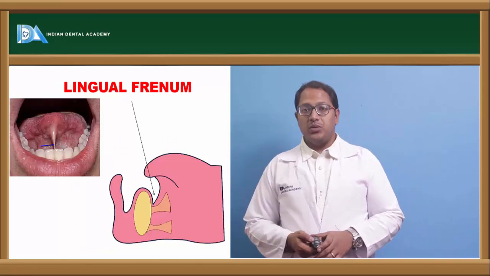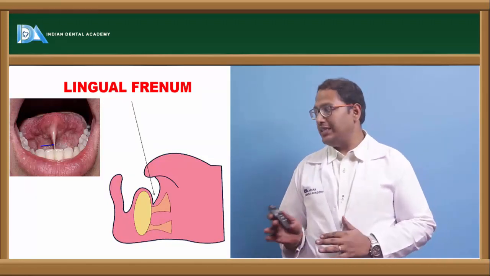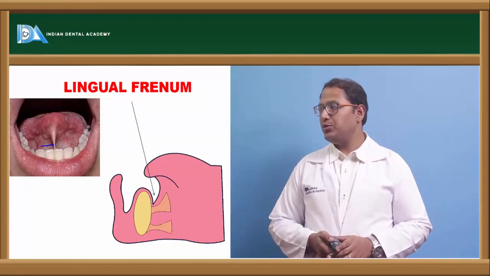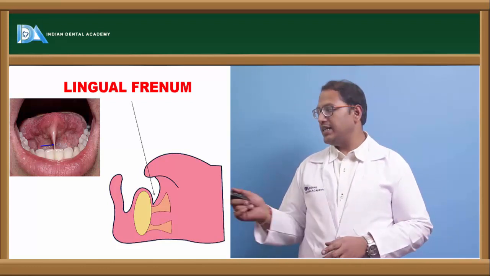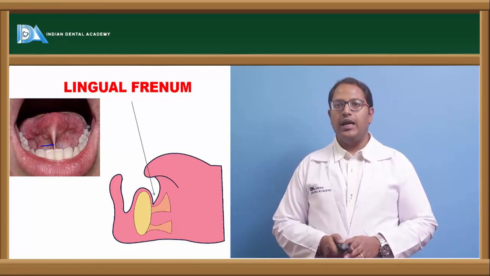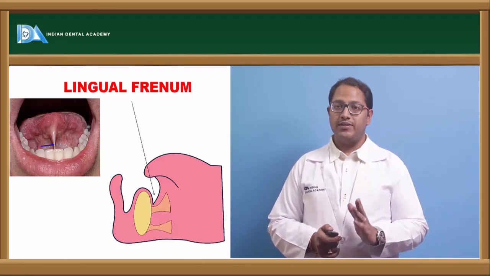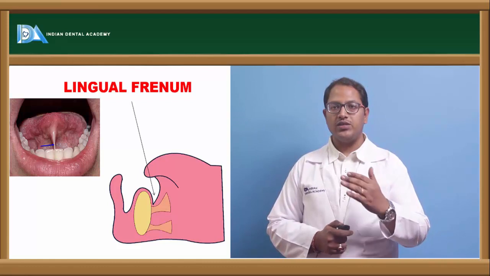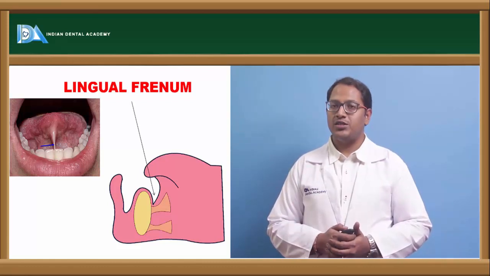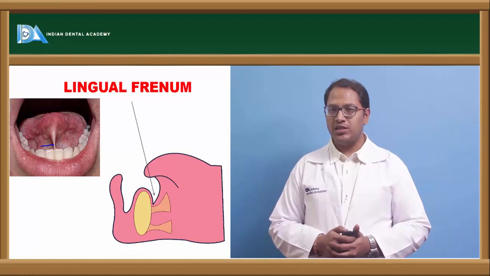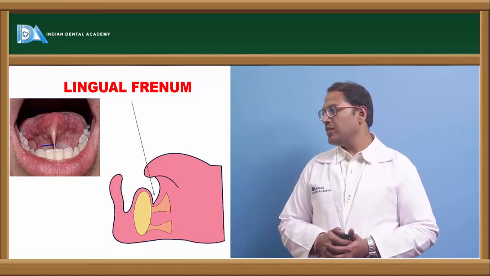So the next is lingual frenum. Lingual frenum is the center of the genioglossus muscle. We know it is a fan-shaped muscle. It is the center of the genioglossus muscle, and this lingual frenum is attached to the tongue. If it is very highly attached, it is going to restrict the tongue movement. That condition is called tongue tie. In those cases, you need to go for pre-prosthetic surgeries, as we had discussed earlier.